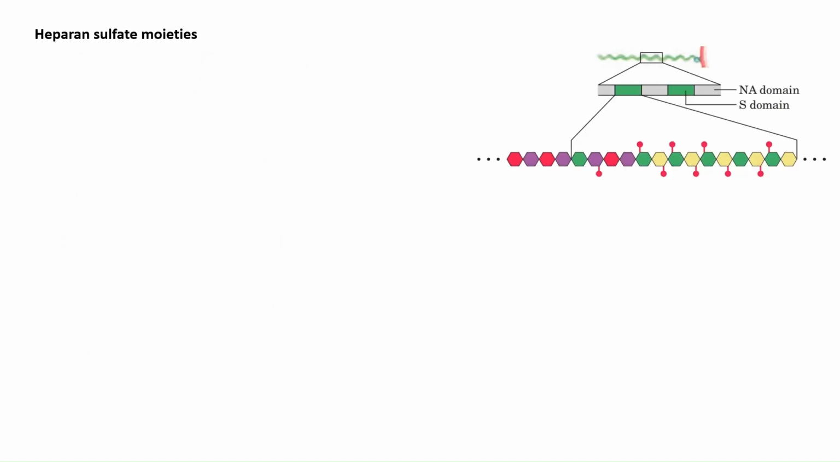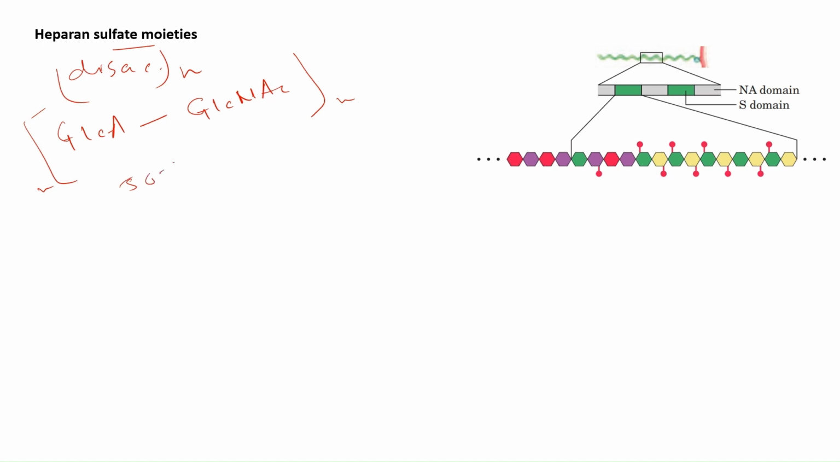Now one is heparan sulfate moieties, which are found attached to many core proteins. The heparan sulfate moiety has disaccharide repeating units, in which the monosaccharides are glucuronic acid and N-acetyl glucosamine. First, these units are repeated 50 to 200 times.